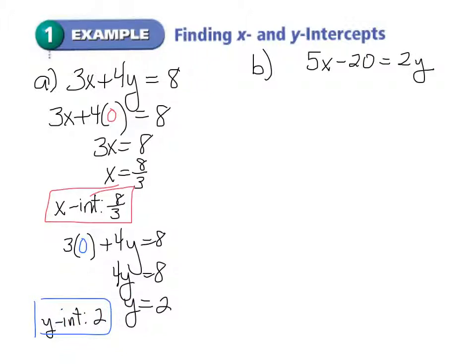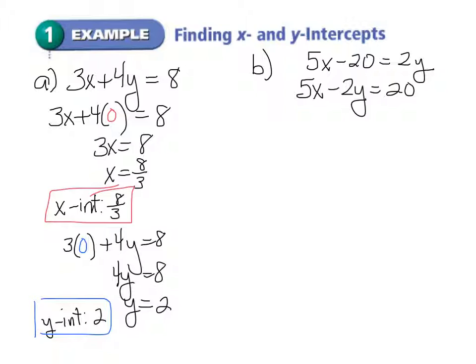Example B, 5x minus 20 equals 2y. Now in this equation, it's not in standard form. So we have to have the x term first. We do, 5x is right there. But then we need the y term. So how do we move a plus 2y? We subtract it. How do we move the minus 20? We add it to the other side. This is a step you should be able to do completely in your head. So this is going to be 5x minus 2y equals 20, and that's in standard form.